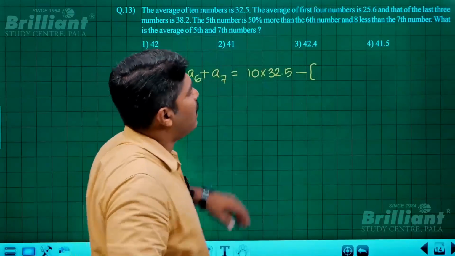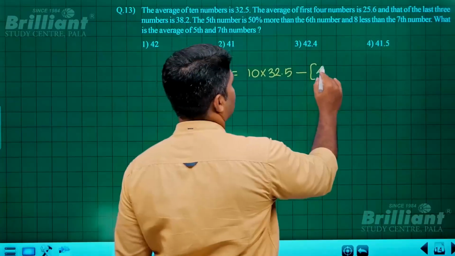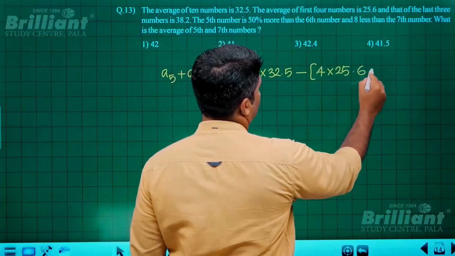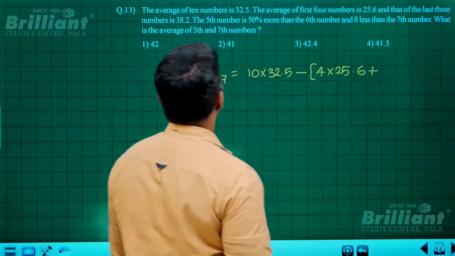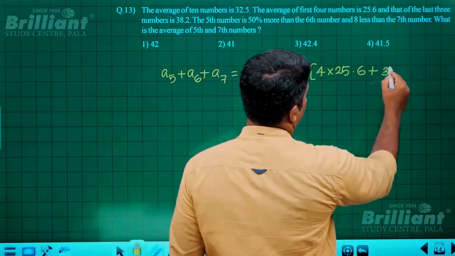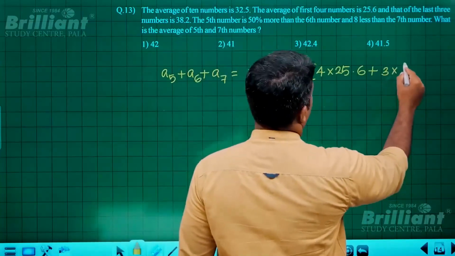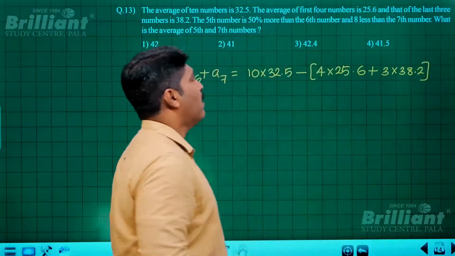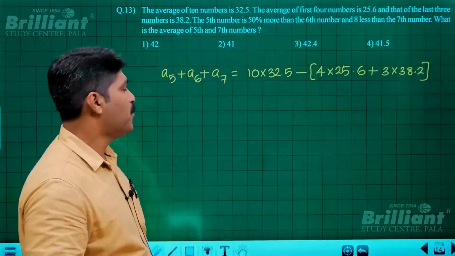The first 4 numbers, their average is 25.6. Therefore, 4 into 25.6 plus the last 3 numbers, their average is 38.2. Got it? So we have to multiply them and add up together.